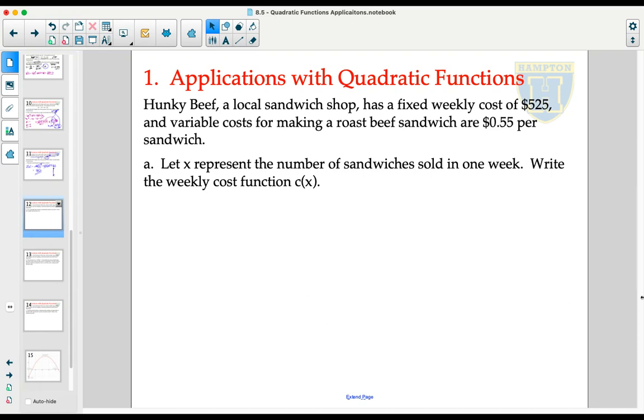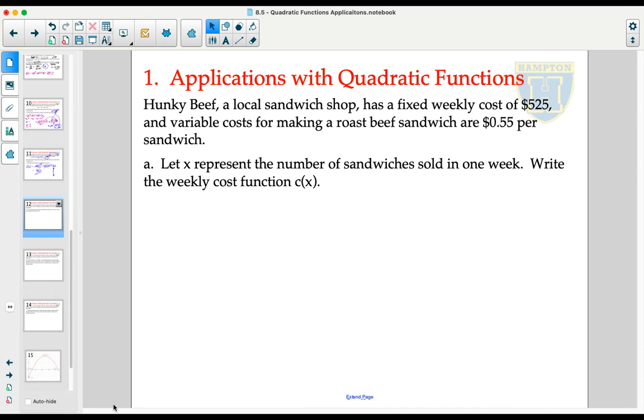Hunky Beef, a local sandwich shop, has a fixed weekly cost of $525, and variable costs for making a roast beef sandwich are 55 cents per sandwich. We're going to start by writing a cost function, use a cost function combined with a revenue function to create a profit function, and look at that profit function through the lens of our work with quadratic equations.